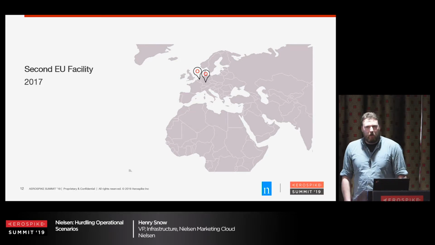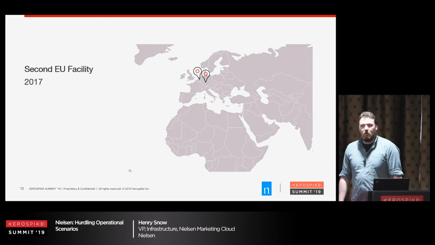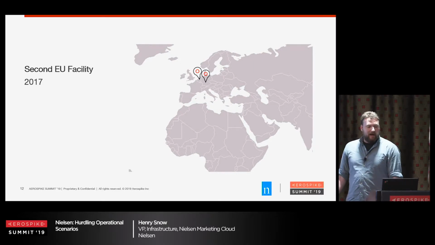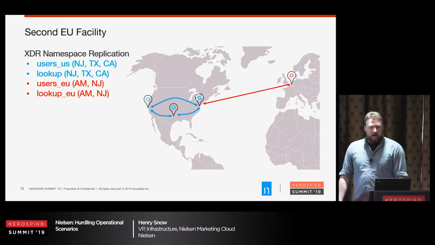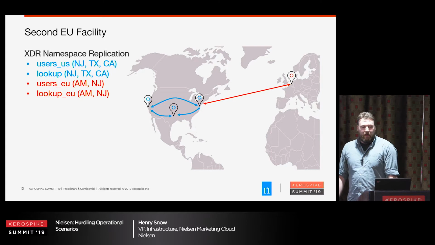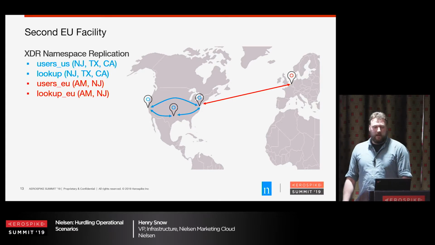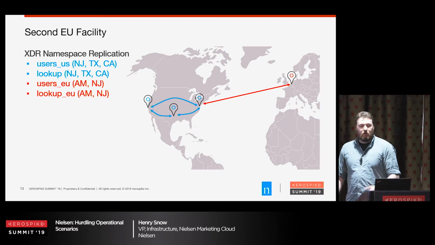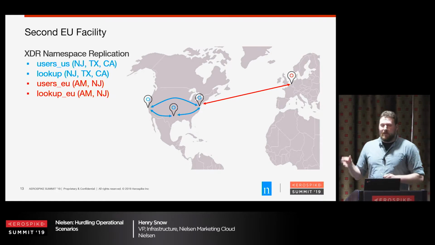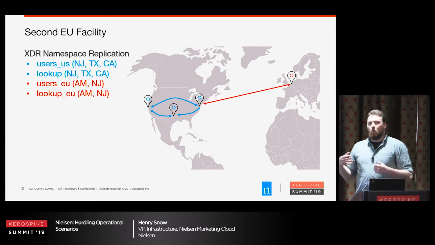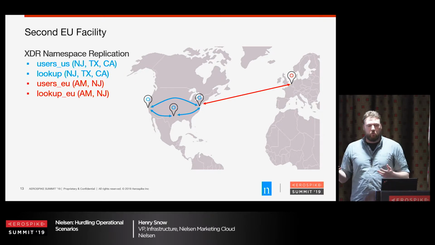Cool. I wanted to dive into a couple of operational scenarios that, as I said, made us think a little bit as we went through them. The first one is adding a second EU facility. Prior to 2017, we had 4 facilities globally. We had our 3 US facilities and 1 in Amsterdam. The US facilities use XDR to replicate all of their data between them using a star replication pattern. They all send to each other. And our Amsterdam facility was responsible for just sending data continuously to our New Jersey facility, where we had the extra namespaces for our EU data available there.